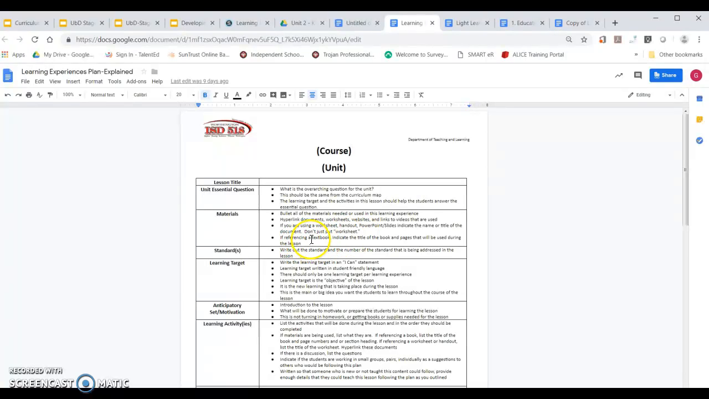And the other big one is referencing a textbook. Indicate the title of the book and the page numbers that will be used during this lesson, so that we know all the materials that are needed up front for this lesson.